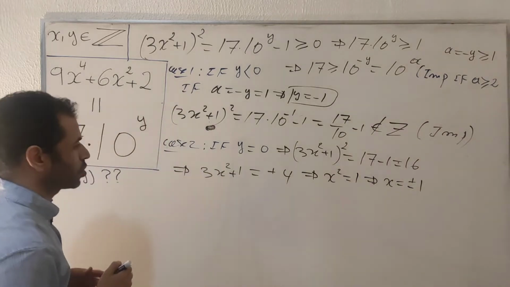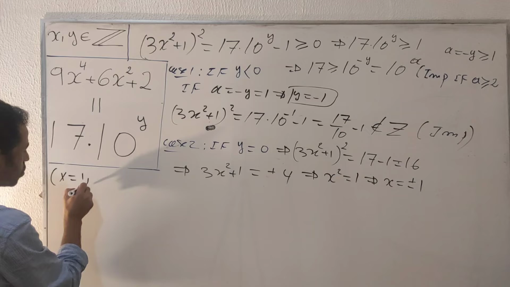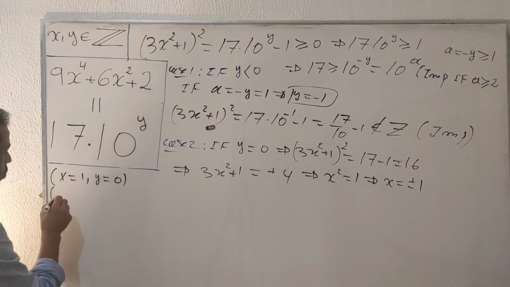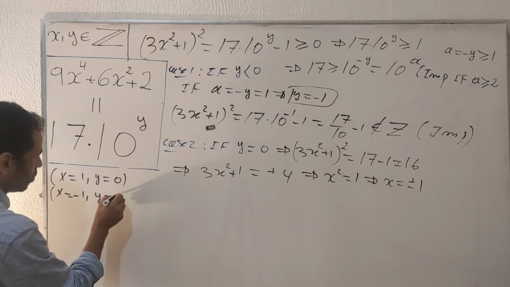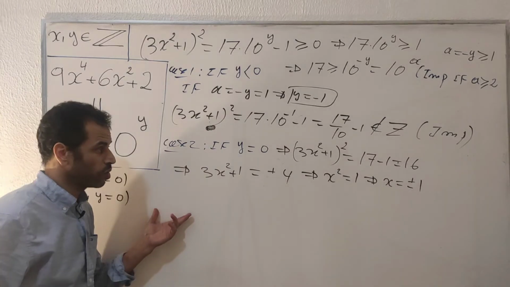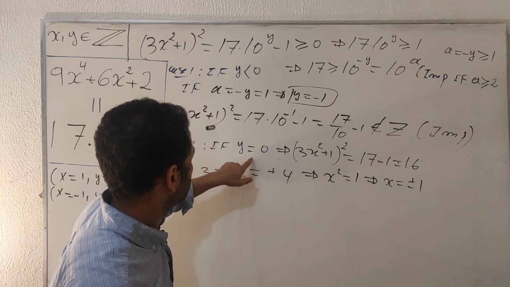Let's take the first solution for this one. The first obvious solution is x equals 1, corresponding to y equals 0. The other solution, which is negative, x equals minus 1, corresponds to the same value of y, which is 0. Okay, so I have extracted two solutions from here.